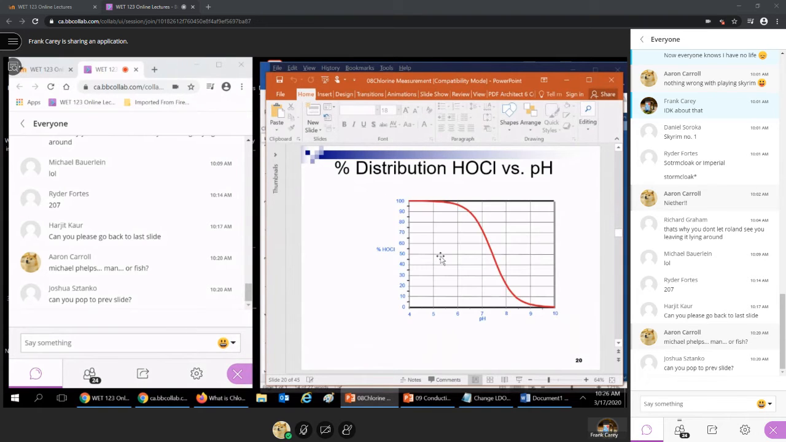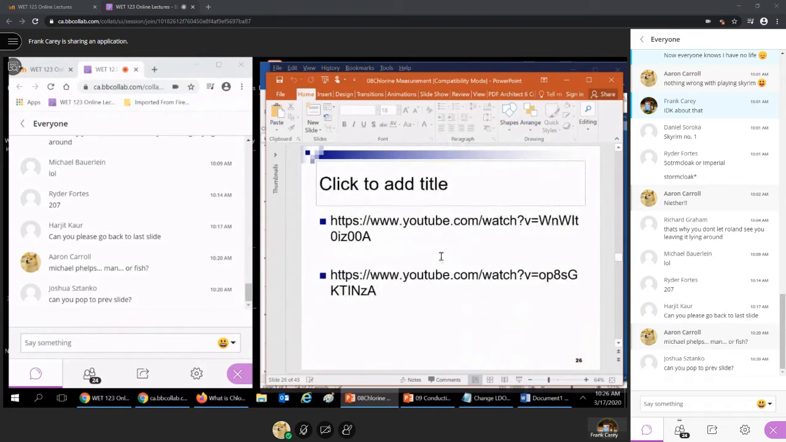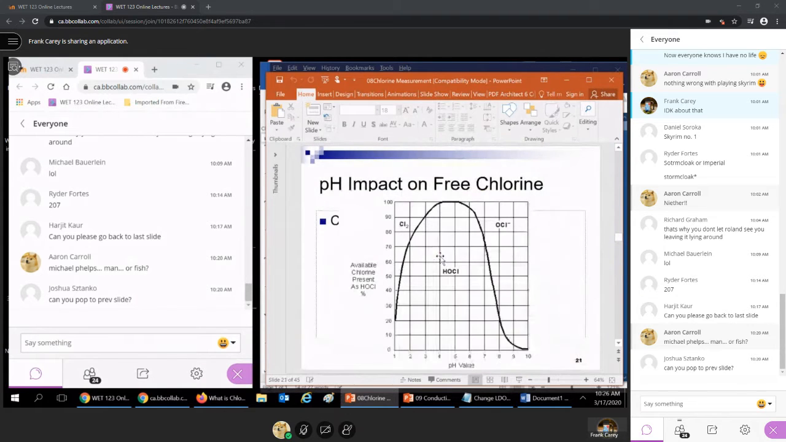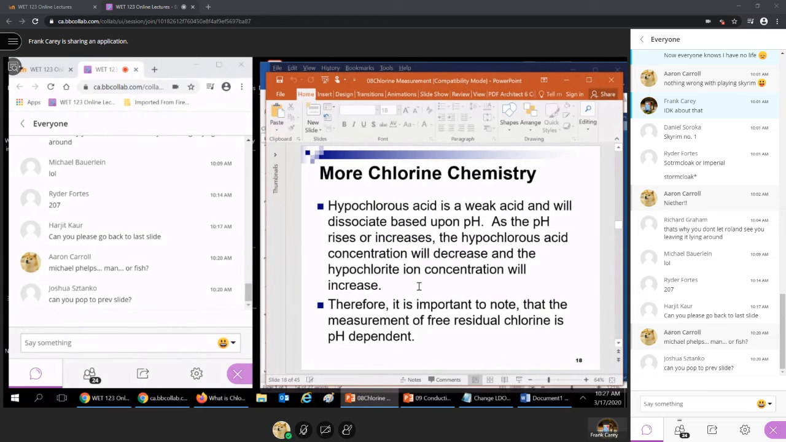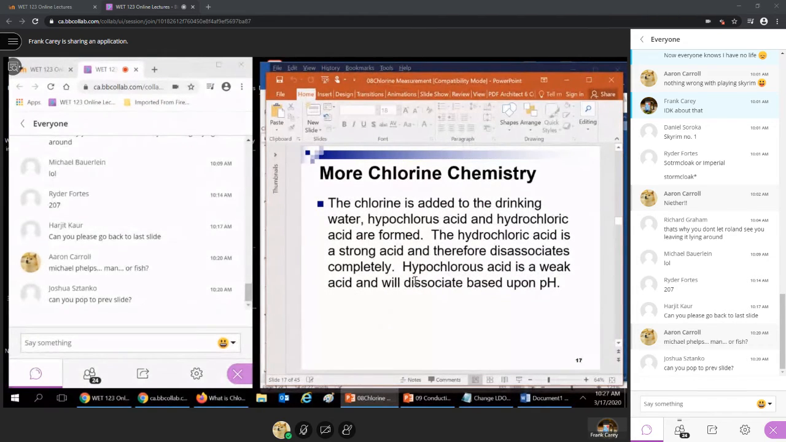Another way is, and I'm just fast forwarding. Darn. Okay, another way is by generating it on site using a hypochlorite solution. I do not have the slide I was looking for.